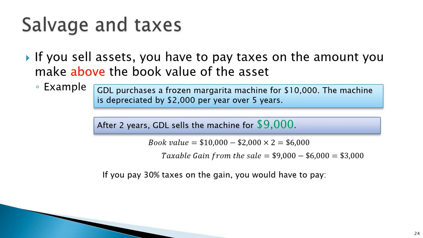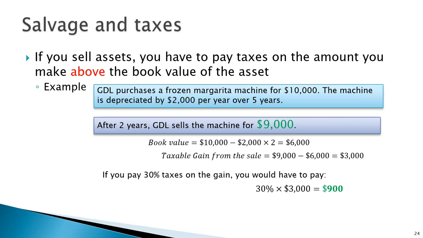So if the tax rate is 30%, well, then 30% of that $3,000, I have to pay $900 in taxes. Okay, and then here is the main thing to remember here. It's really easy to get the wrong answer to the next question. The next question will say, what is your net cash from the sale? Or what is the after-tax gain from the sale? It just means how much money, how much cash you have left after you sell this machine.